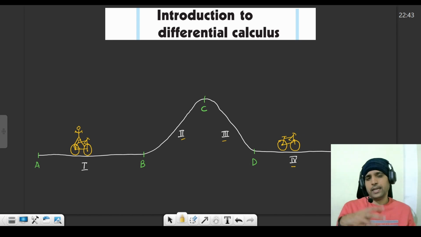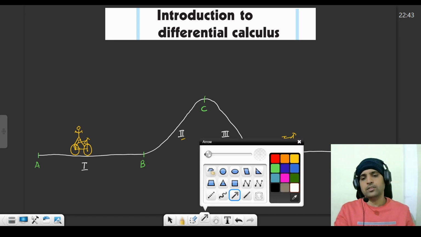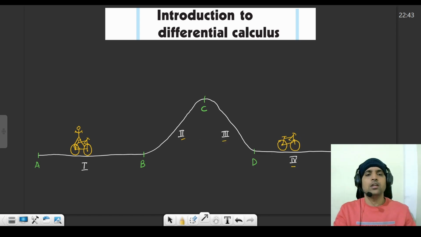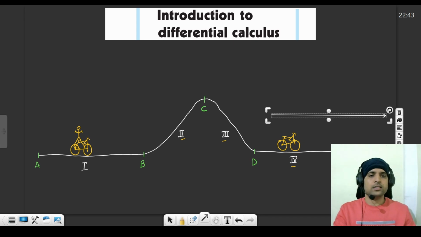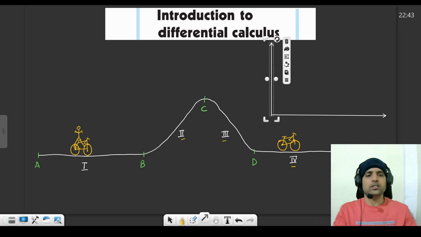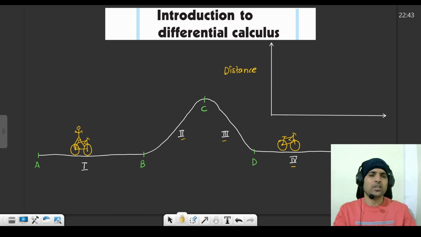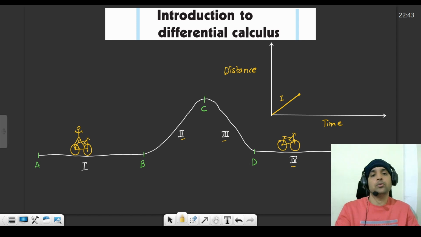If I try to draw the distance-time graph for this particular situation, it will look something like this. This is the time, and this is going to be your distance on the y-axis. Very basic graph, you already know about this. So you'll be going like this in the first part of the journey. In the second part, you will travel less distance in more time. It will be something like this. I'm drawing straight lines for now.